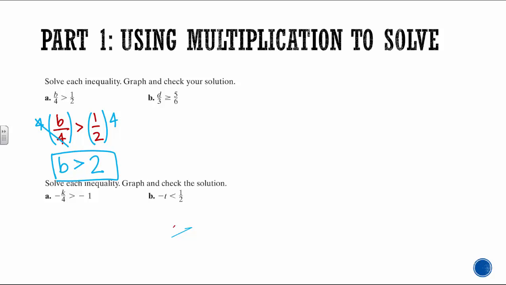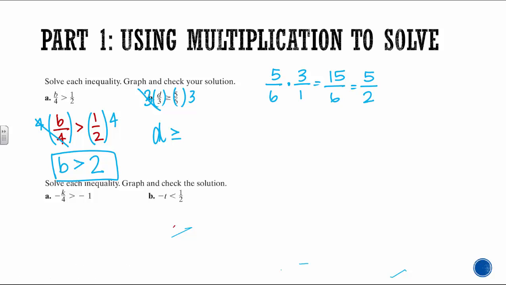If we do the next one, same type of thing. D is being divided by 3, so all I have to do is multiply by 3 on both sides. That crosses off, and I get D is greater than or equal to 5/6 of 3. Remember, if you multiply fractions, you can multiply across to give 15/6. Then they both have a 3 in common. 15 divided by 3 gives you 5, and 6 divided by 3 gives you 2. So D is greater than or equal to 5/2.